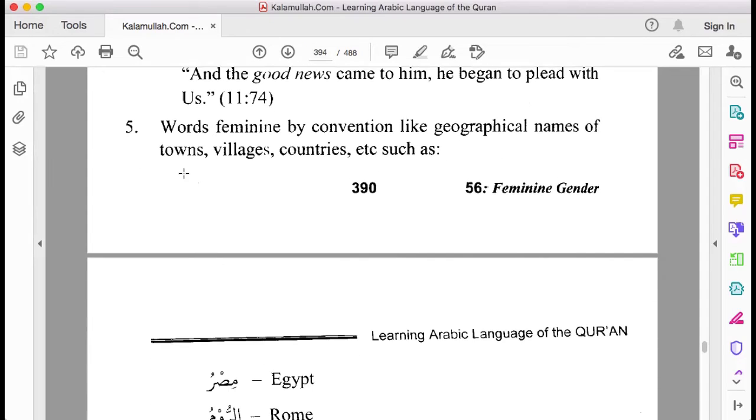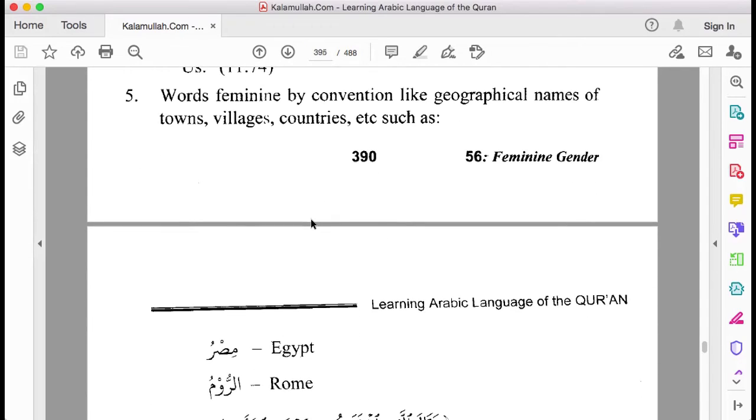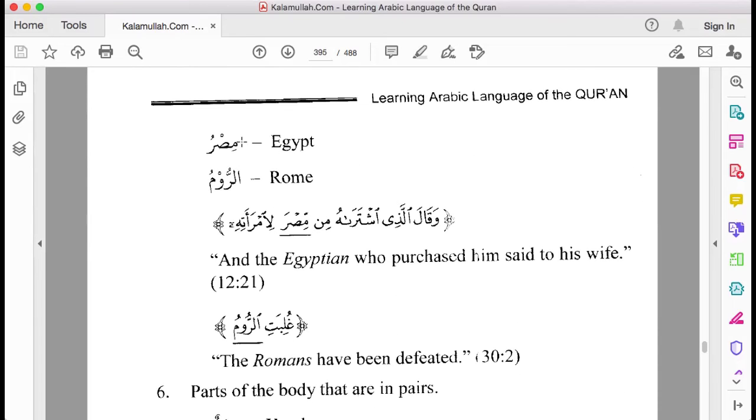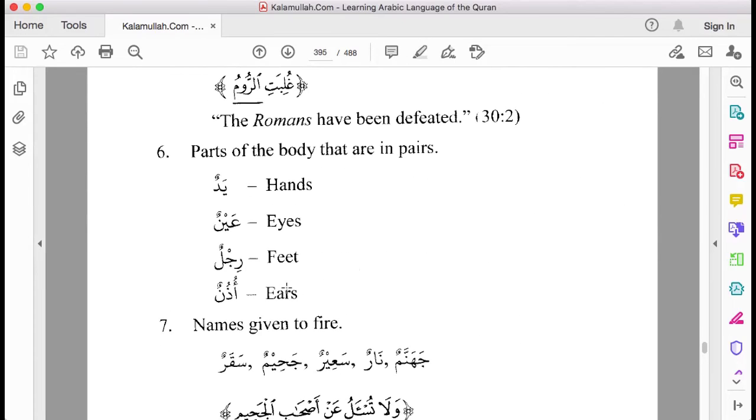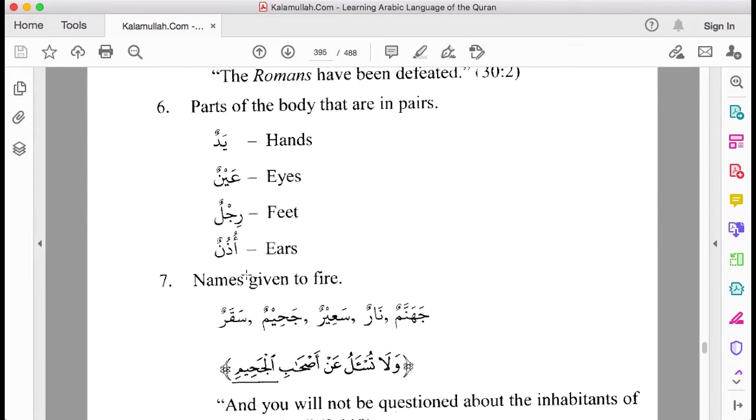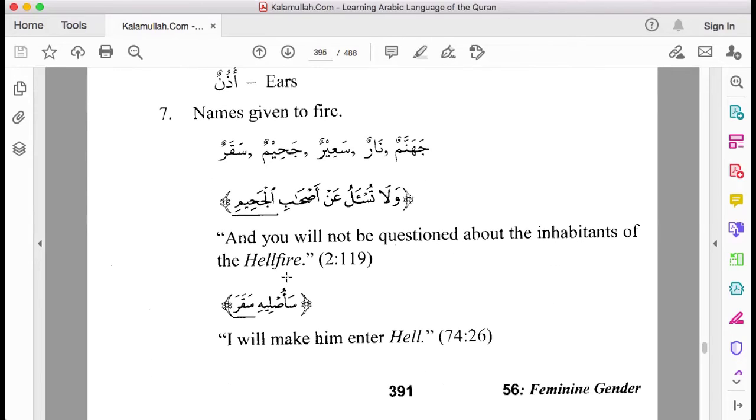We talked about this also before, the conventional names of villages, countries, etc. These are like a room. These are all feminine, right? Okay, we talked about these two parts of the body. We've already addressed this before. Now this is interesting. Words given to fire are generally feminine. So this is a way you can maybe try to remember. Fire, words similar to that are all feminine.